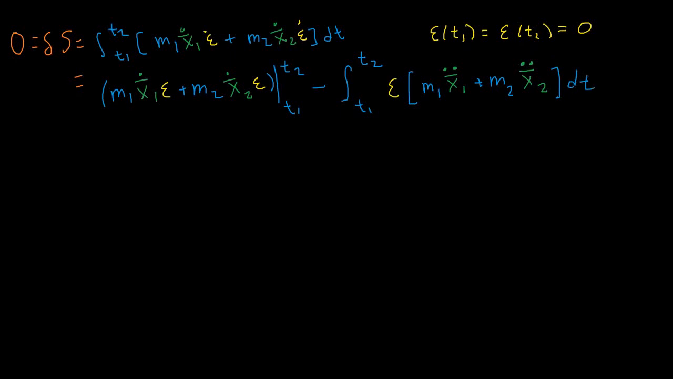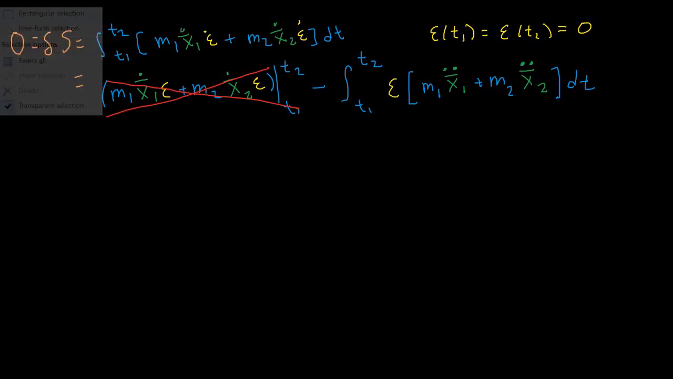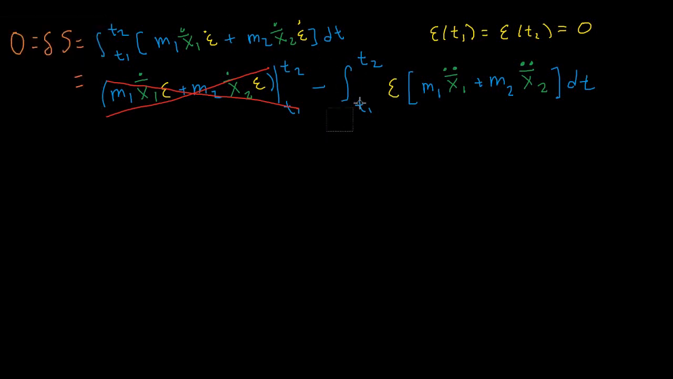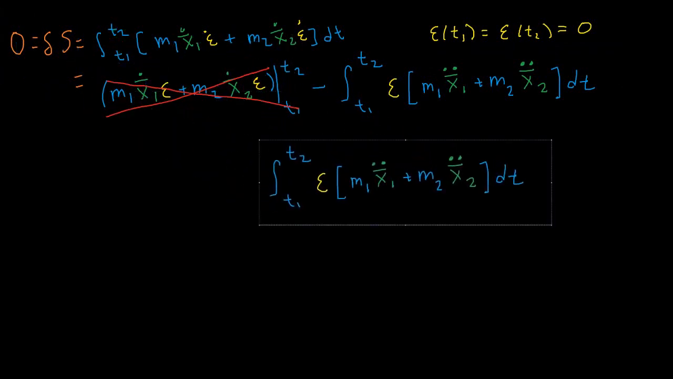So notice that this first term right here has these two epsilons in it, right? And we're evaluating it at T1 and T2. But those two epsilons are equal to 0 at T1 and T2, and therefore this whole term is just 0 minus 0. Now, for the second term, we can see that this whole integral is equal to 0. And actually, I'm going to just put that right there, just so we can look at it right in the center. All right, 0 equals this integral.